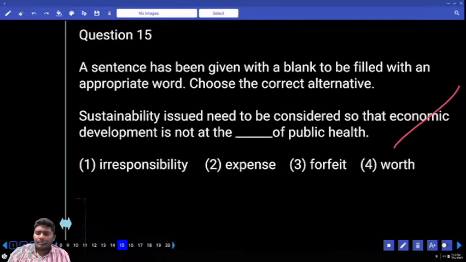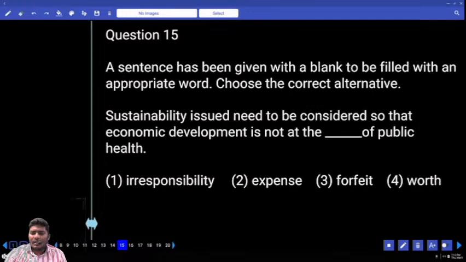Next, move to 15. Fill in the blanks. Context is needed. If you miss the context, you will miss the answer. Sustainability issues need to be considered so that economic development is not at all the dash of public health. Tell me your answer. Economic development is not at all the responsibility of the public health. Can public health have responsibility? First of all, it is not relevant.